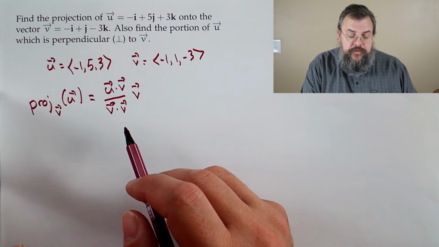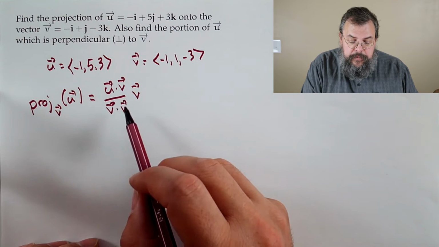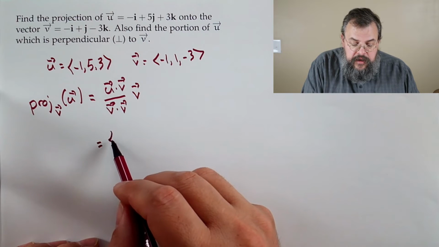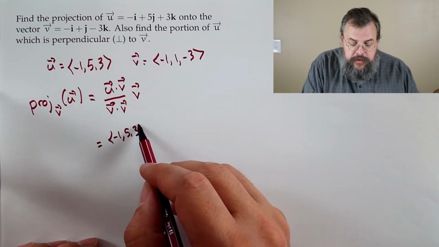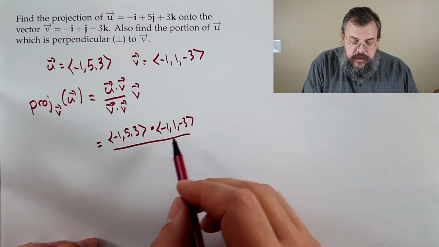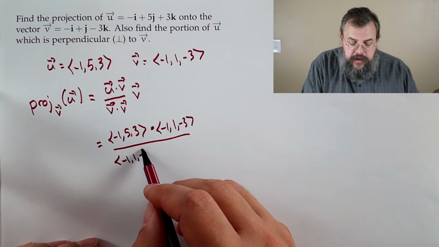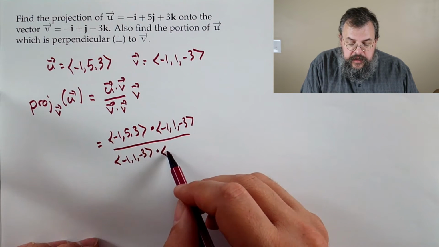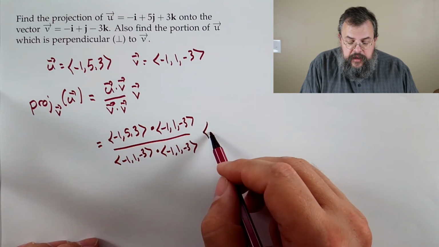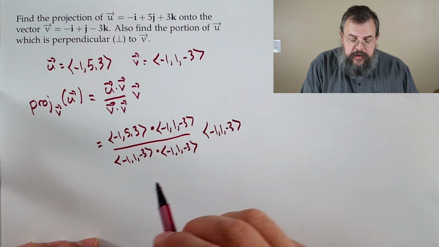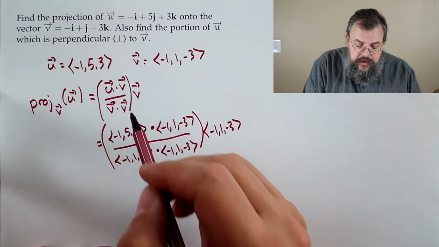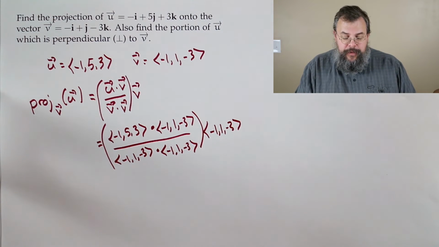So that makes sense. All right, so we just have to do some computations here. In our case, we're going to take (-1, 5, 3) dot with (-1, 1, -3), over (-1, 1, -3) dot (-1, 1, -3), and then times this vector on the end. All right, there we go. Just to emphasize what connects with what.